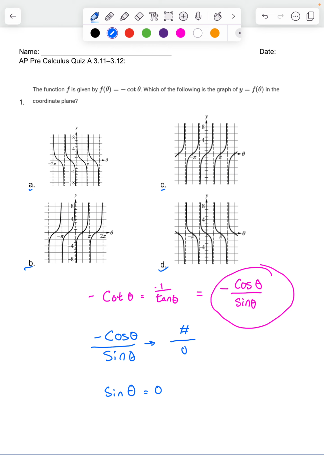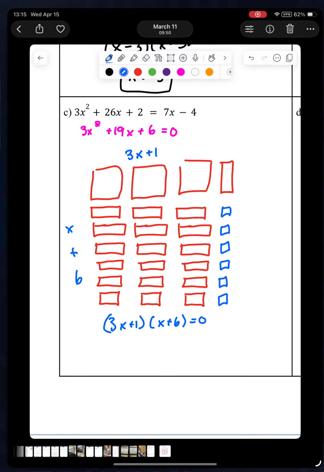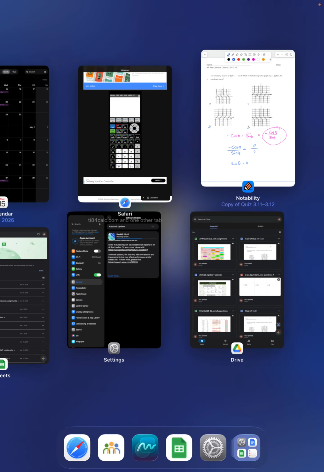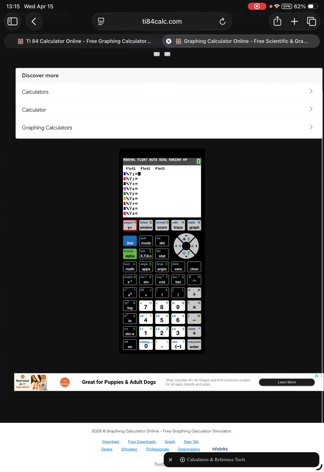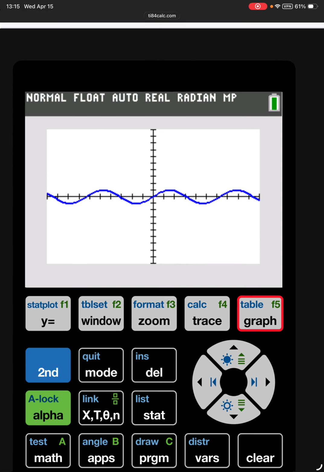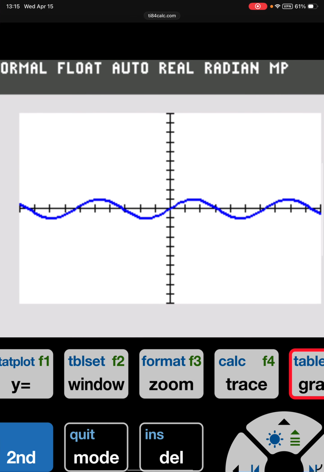We think about our unit circle, or we think about the graph of sine. So what I'm going to show you is the graph of sine, on our calculator, which looks like this. We notice that our asymptotes will occur from our inverse function whenever our sine is equal to 0.